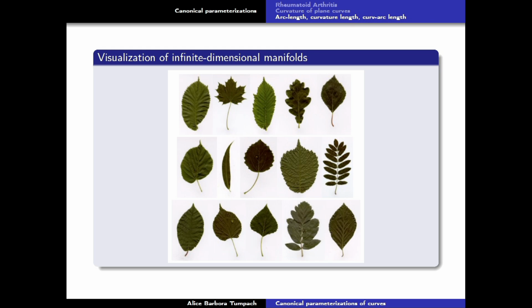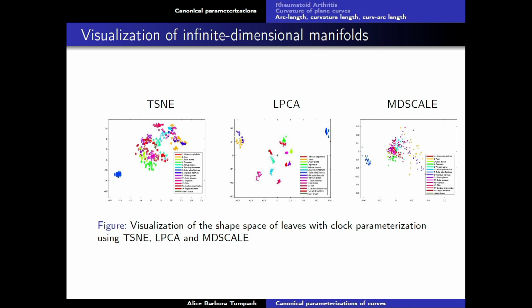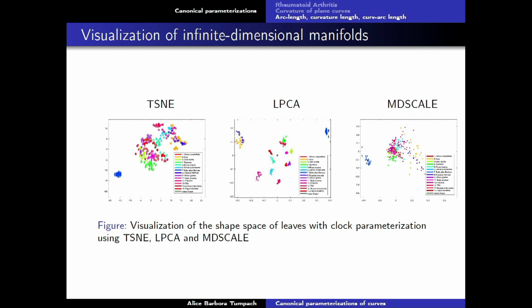I was interested in visualization of infinite dimensional data, and these are leaves. I extracted the contour of these leaves, and I wanted to see how these different leaves are placed in space, and how the parameterization of the contour is affecting the distances between the different clusters. So these are different classes. Here I had the problem to visualize it. So you can see a t-SNE of this for arc length parameterization. This is for clock parameterization.